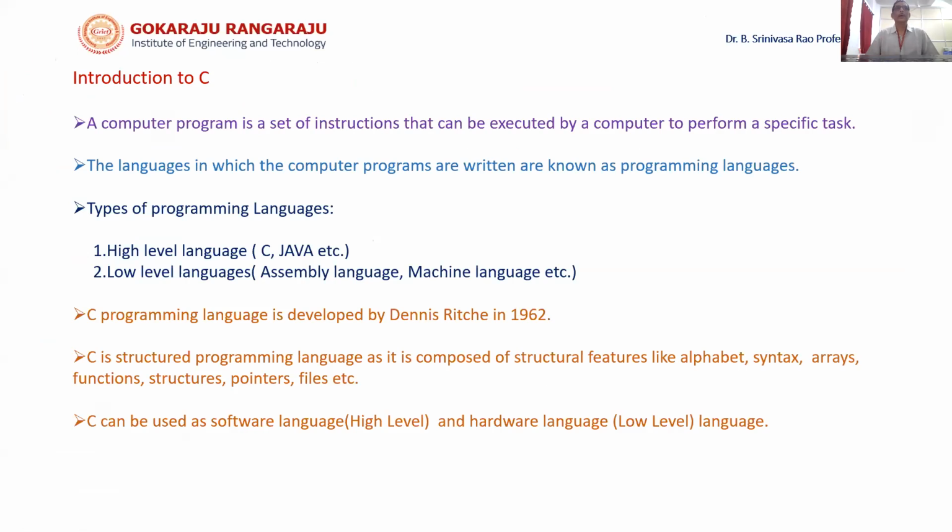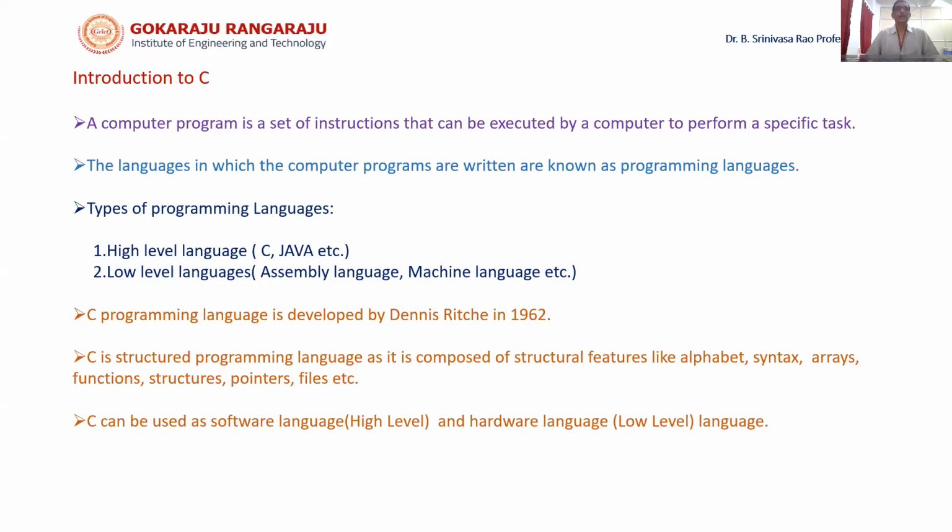A computer program is a set of instructions that can be executed by a computer to perform specific tasks. The language in which computer programs are written is known as a programming language. There are two types of programming languages: high-level language and low-level language.